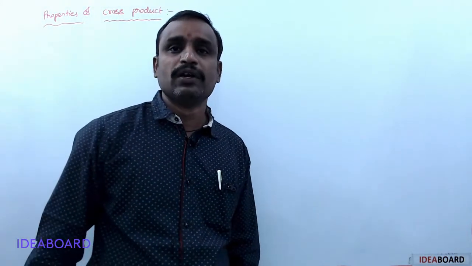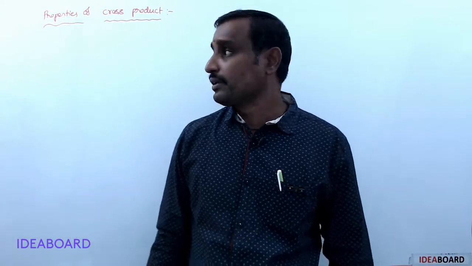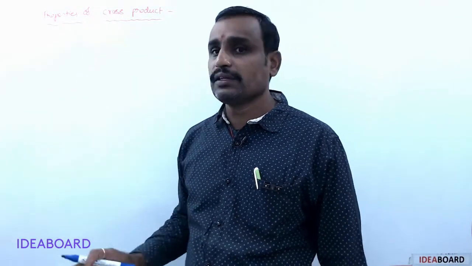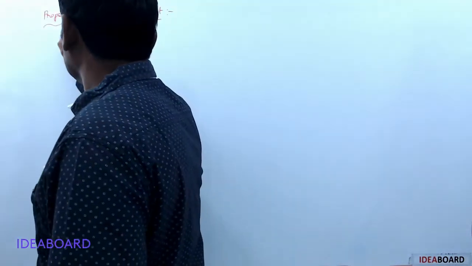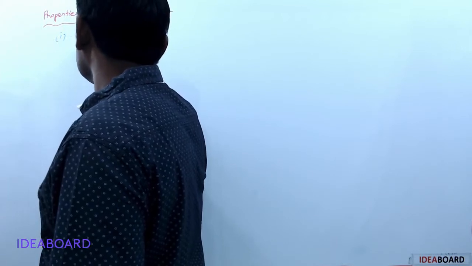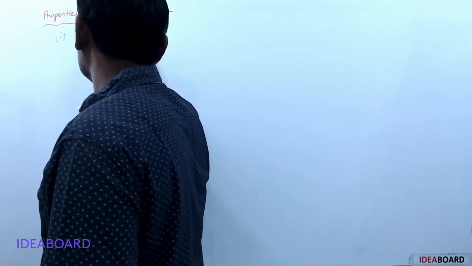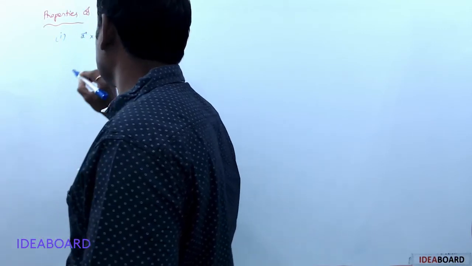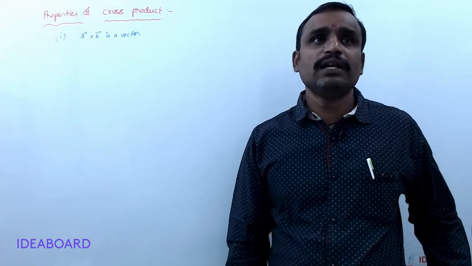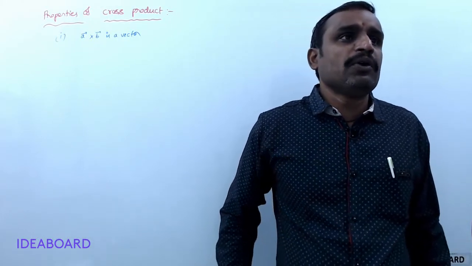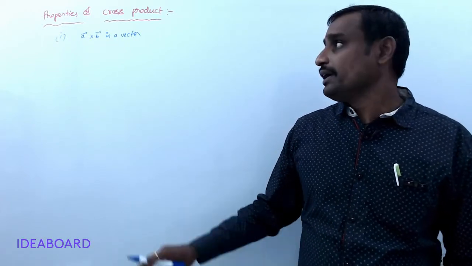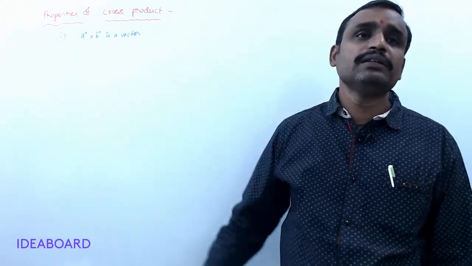Now property number 1 of the vector product. Here are the properties of the cross product. Property number 1: A bar cross B bar is a vector. The cross product value is a vector. In the dot product, the resulting value is a scalar. Here, the resulting value is a vector.